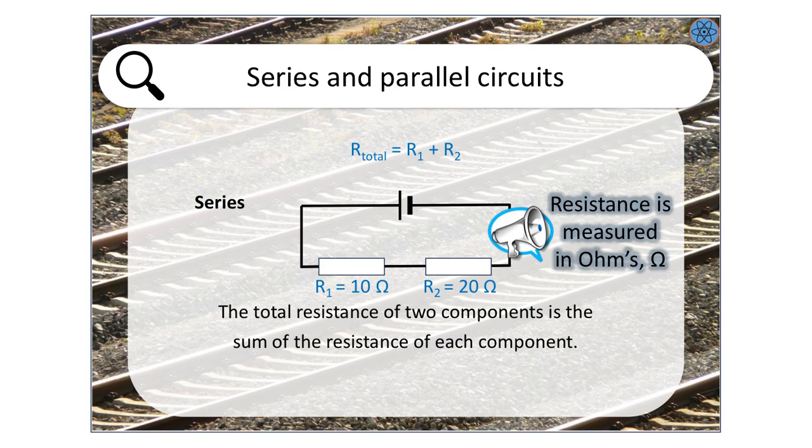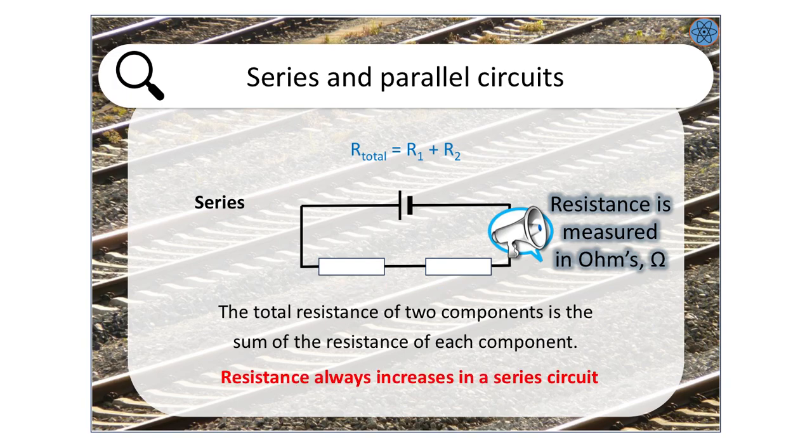So if we look at an example here, resistor 1 or R1 has a value of 10 ohms, R2 or resistor 2 has a value of 20 ohms. So we can calculate the total resistance, R total, by adding the two values together, 10 plus 20, which of course gives us 30 ohms. So when in series, resistance always increases, so the number always gets bigger because they add together.